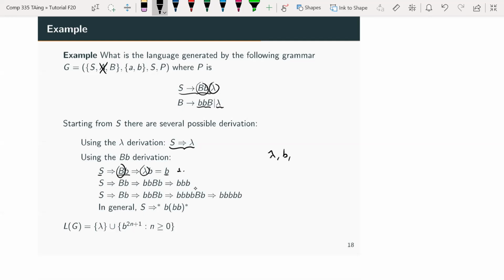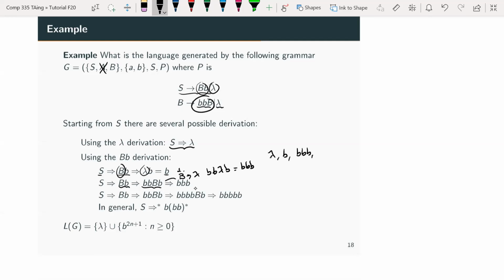But instead of replacing it with lambda, I could also replace it with this, with two b's and then a capital B, right? So then at this point, I would have bb capital B b. And then I could replace B with lambda. So I would get bb lambda b, and that would give me bbb, right? So then I would get bbb. And now hopefully you can start to see a pattern. The pattern is, I'm always going to start with a single b, right?